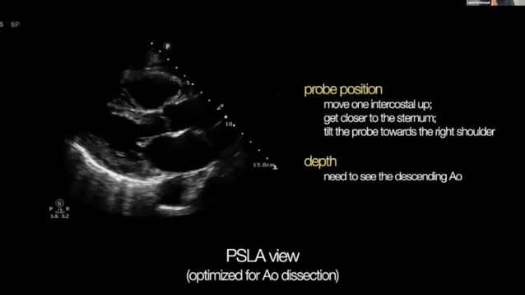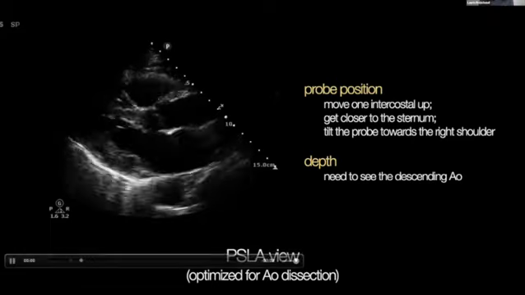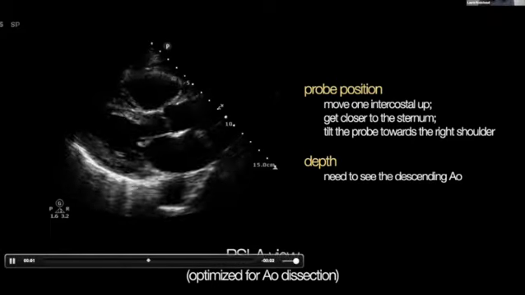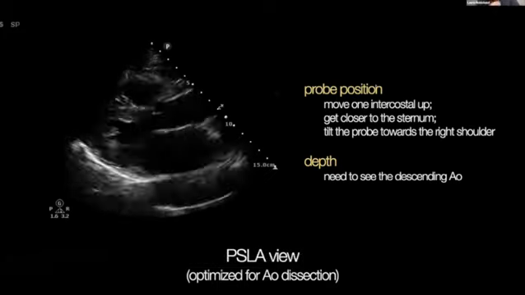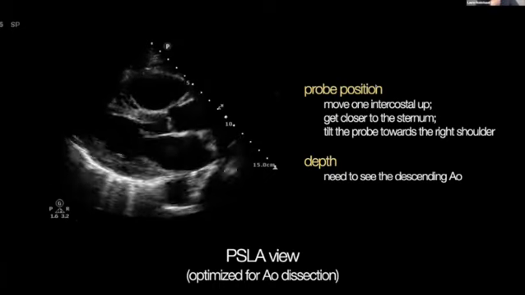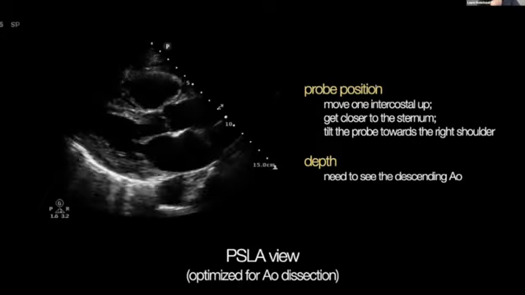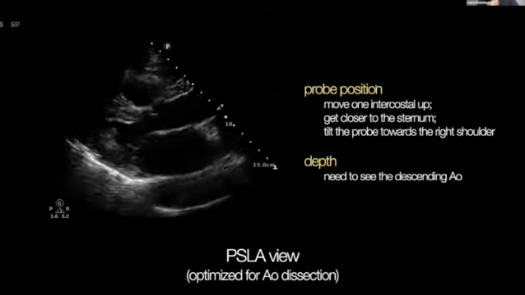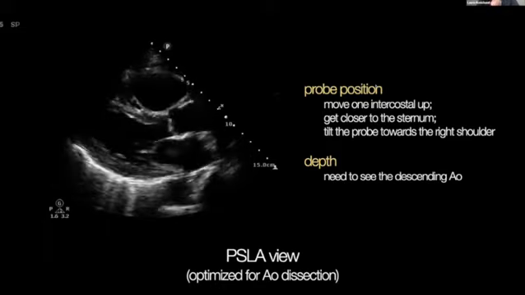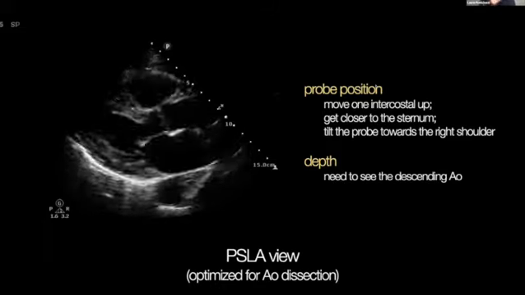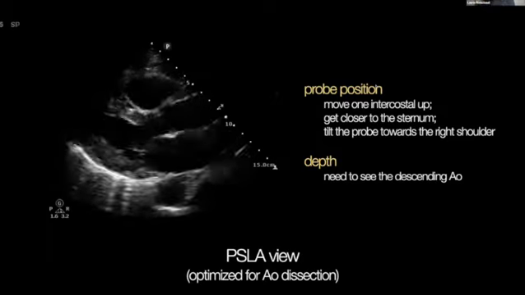If you want to do an optimized parasternal long view for aortic dissection, here are my short tips. To get a better view of your ascending aorta, you can change your probe position. You're going to move your probe one intercostal space higher, so towards the head, one intercostal space up. You want to get closer to your sternum. I often tell you this, we're very often too far away from the sternum. If you get closer to the sternum with your probe, you're going to get a better view of that ascending aorta. The other thing you can do is tilt the probe towards your right shoulder, and that's also going to help get you an optimized parasternal long axis view of your aorta.